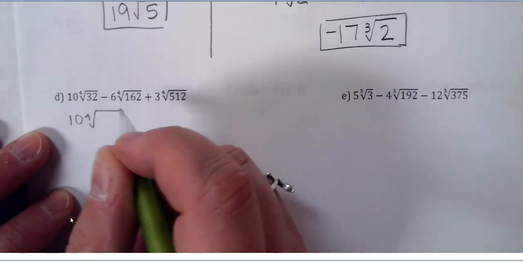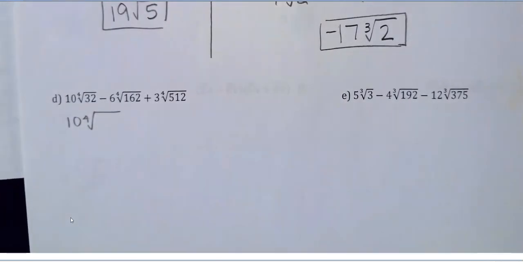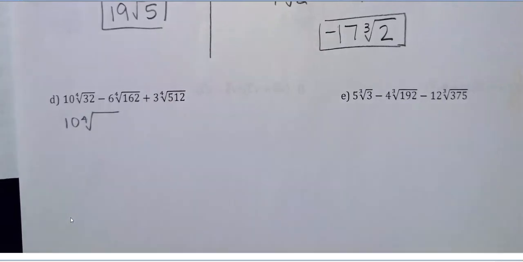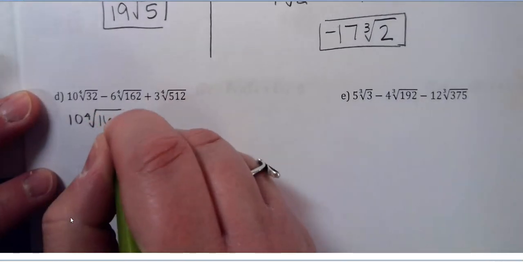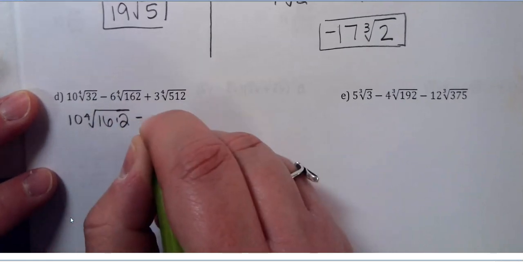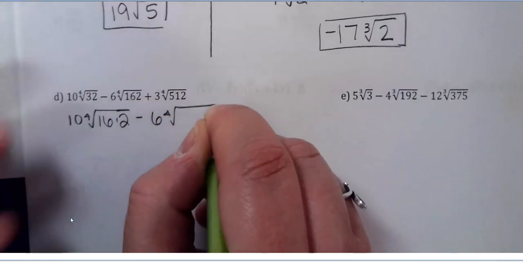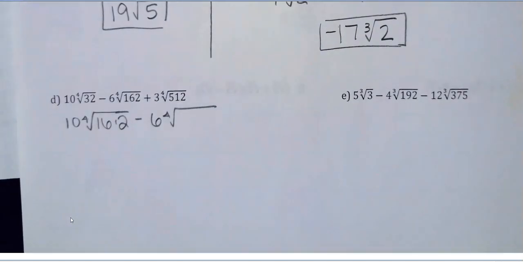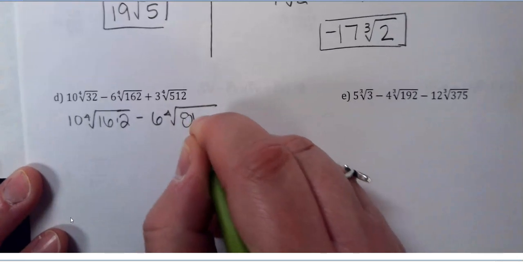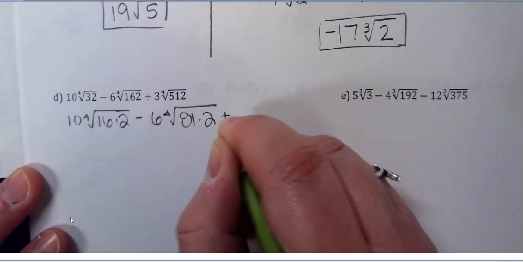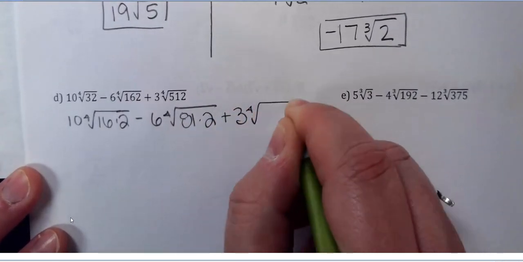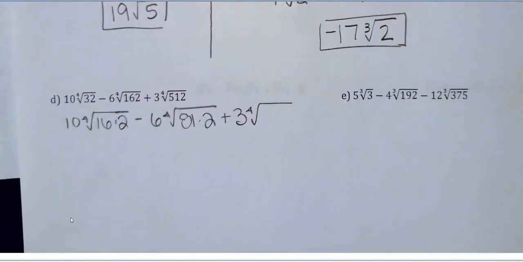So can you tell me the biggest perfect fourth that would go into 32? 16. 32 is just 16 times 2. And then what about the biggest perfect fourth that would divide into 162? 81. Sweet. 81 times 2. And then I'm going to do 3 fourth roots. Can anybody tell me the biggest one that'll divide into 512?